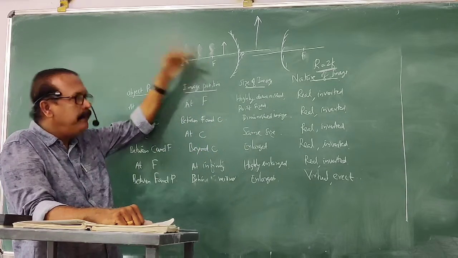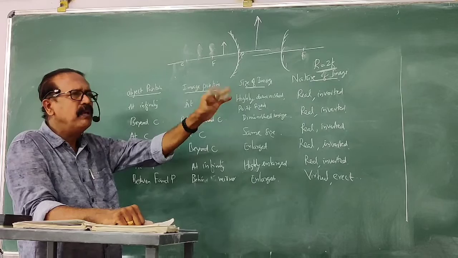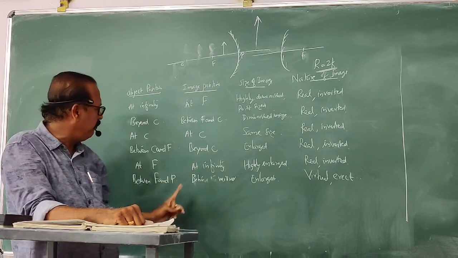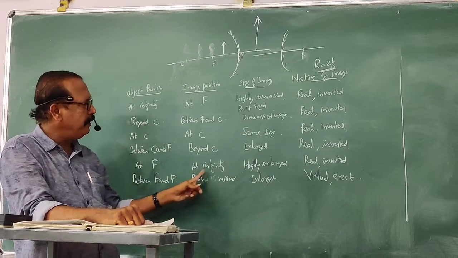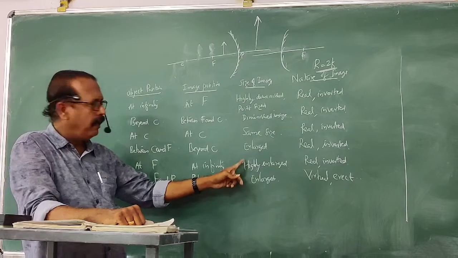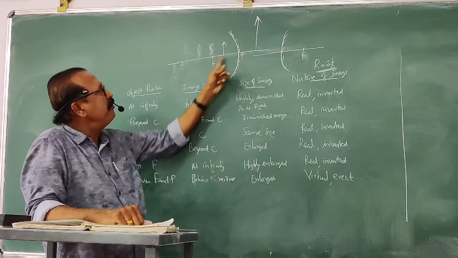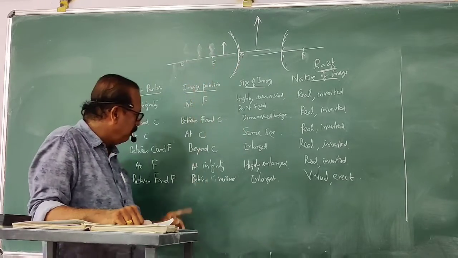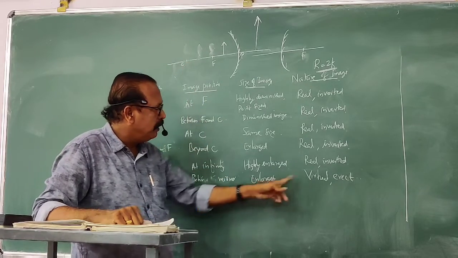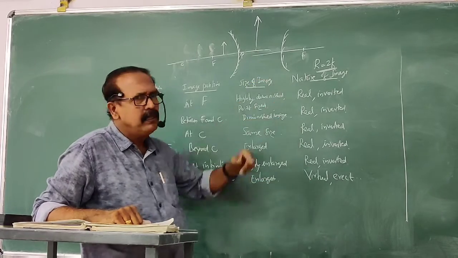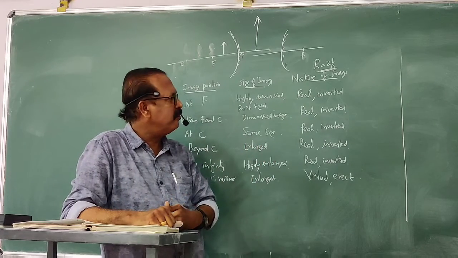Object at the focus, the image is formed at infinity. Think of it like this: object at infinity, image is formed at focus; object at the focus, image is formed at infinity, the reverse way. Highly enlarged image, real and inverted. Object between focus and pole, you get an image behind the mirror. It's an enlarged image, virtual and erect. Virtual means it cannot be focused on a screen; you can only see it.